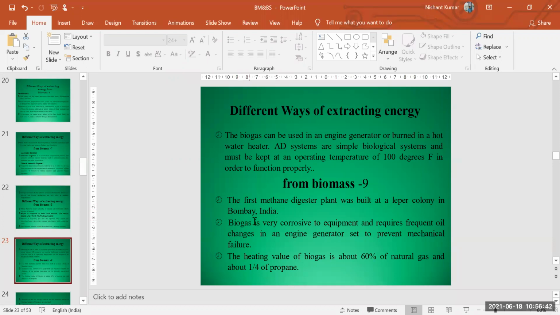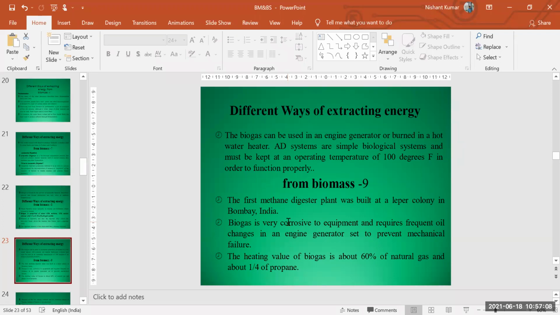This biogas is very corrosive to equipment and requires frequent oil changes in the engine generator set to prevent mechanical failure. So you could highlight this point and remember that biogas is very corrosive to the equipment and requires frequent oil changes in the engine generator set to prevent mechanical failure.